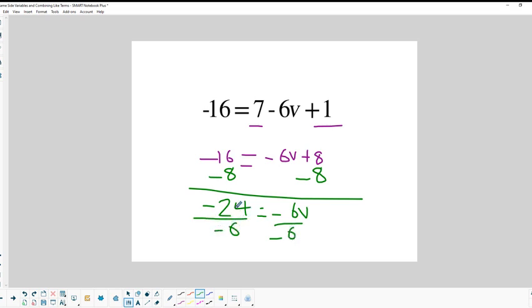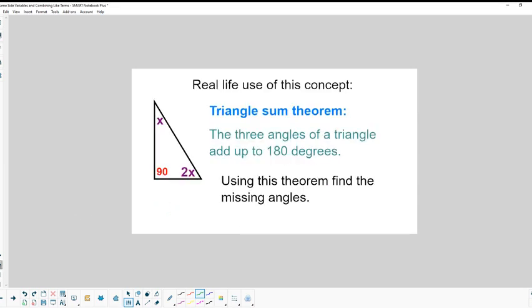And negative 24 divided by negative 6 is 4. So in this case, our variable solves out to be 4. So what does that mean? That means that if I put 4 right here in the original equation, and then solve this side of the equation with that number in there, it will end up equaling negative 16. So it's the number that makes the equation work or balanced.